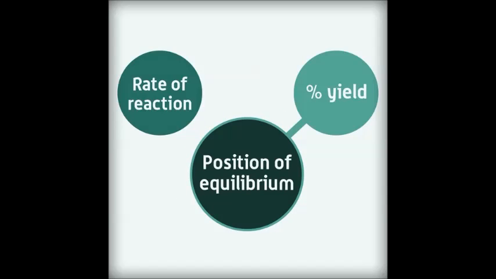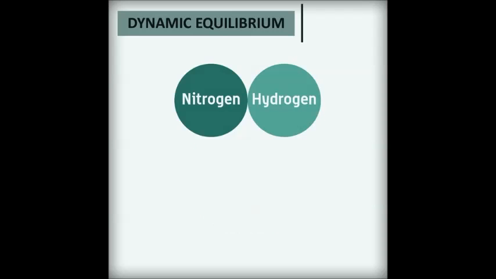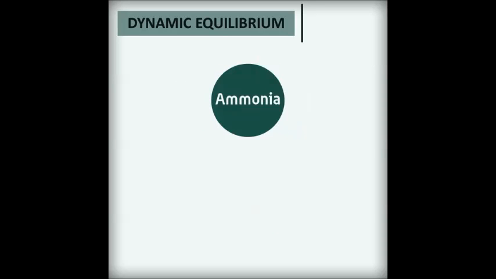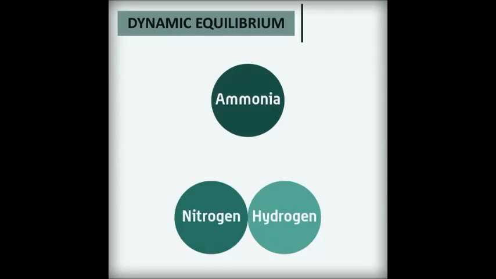You should be able to apply these principles to any reaction if you're provided with the data, but here we'll illustrate them with the Haber process. First, let's look at the effects of temperature. In a closed system, the reaction reaches a state of dynamic equilibrium. This is where nitrogen and hydrogen react to form ammonia, and at the same time and same rate, ammonia molecules break down again to form nitrogen and hydrogen.